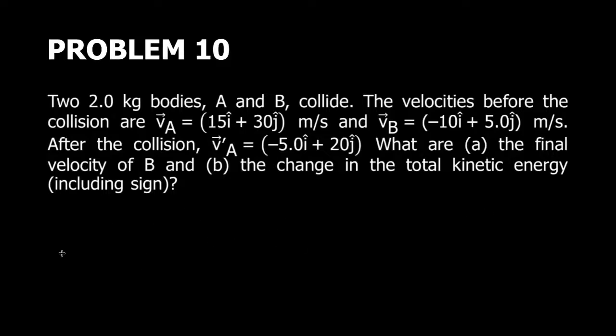So let's deal with letter A first. We already have the givens, so I won't write them down. What we're looking for in letter A is the final velocity of B, so we're finding V sub B prime.